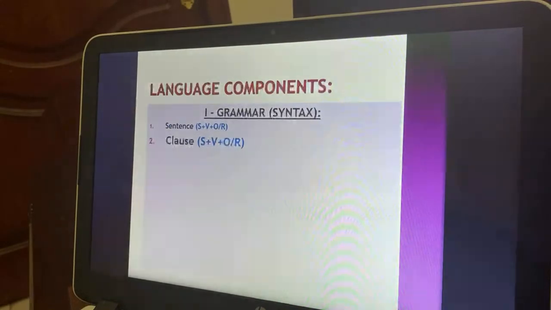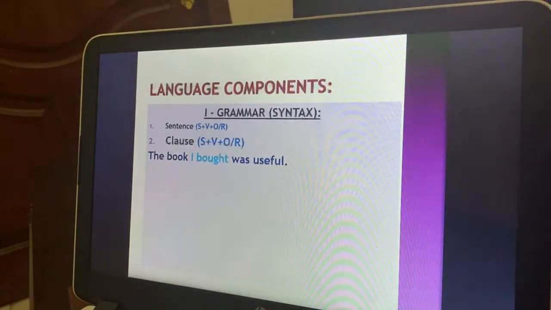Then after the sentence you have the clause. One clause is one sentence, but a sentence can have more than one clause, so that's for you to know. It can be 2 clauses, 3 clauses, 4 clauses in a sentence. For example, one clause can be within another clause, a main clause and a secondary clause. The book I bought was useful. So you have the book was useful and the book I bought. Of course, الكتاب الذي اشتريته, and here you have to add the word الذي in this case.